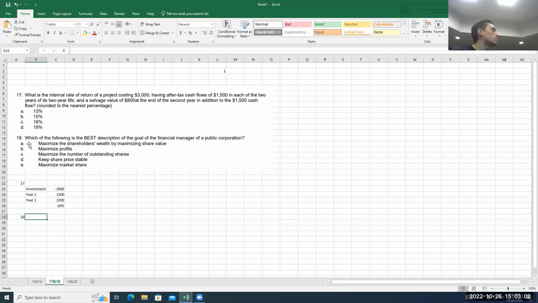So I believe this one is going to be A, maximizing the shareholders' wealth by maximizing share value. It kind of encompasses all these answers. If we're maximizing our share value and our shareholders' wealth, it means our company is doing good. It means we are profitable, which is B as well. We're maximizing profits. It includes that in A. It means basically everything is firing on all cylinders and we're doing good. A encompasses everything. The rest of the options are kind of too particular.